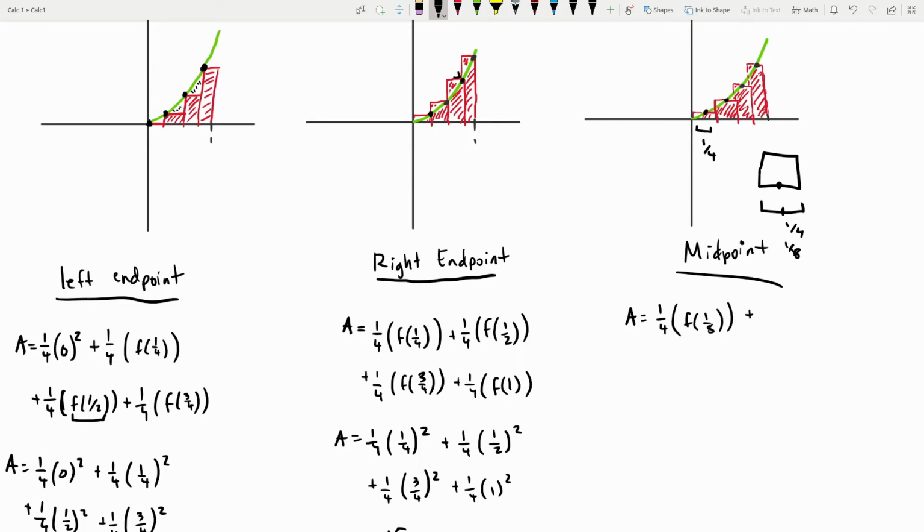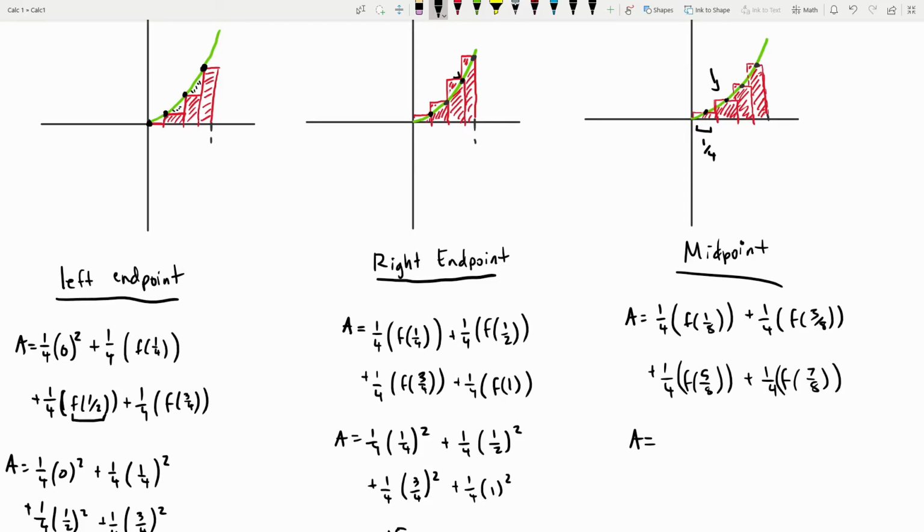And now we can go on to sum up the other areas. So this black dot will have an x value of 3/8. So the height of that rectangle will be f at 3/8. The third rectangle will have an x value of 5/8. And the last rectangle will have a value of 7/8. So now if we go on to simplify this and get rid of the function notation, it will look something like this.